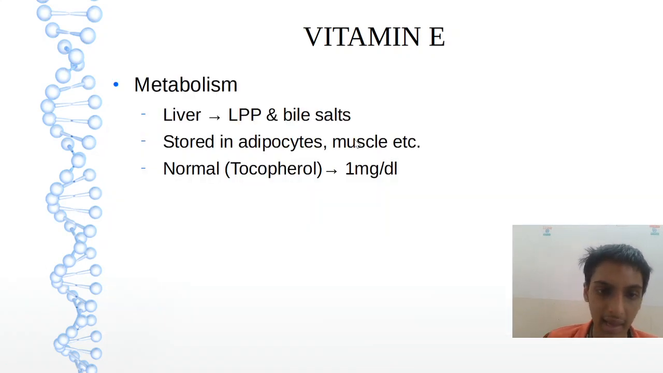And it is metabolized in the liver along with vitamin K, with the lipoproteins and the bile salts. This will be stored in adipocytes, muscle, etc. This is not very important. Plasma level important. It's easy, plasma level. What I said for ketone bodies, serum ketone bodies, less than 1 milligram per deciliter, same applies for tocopherol also.